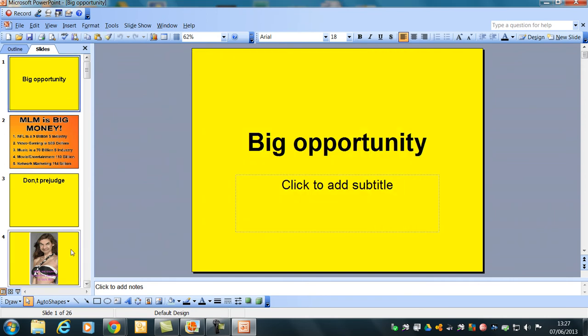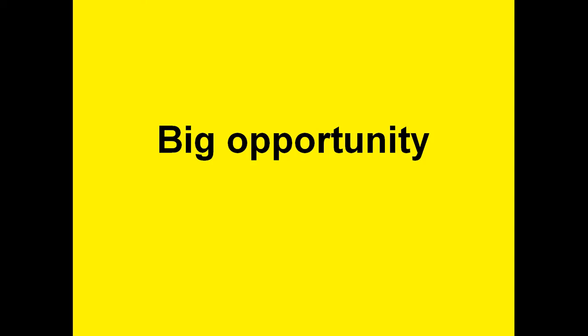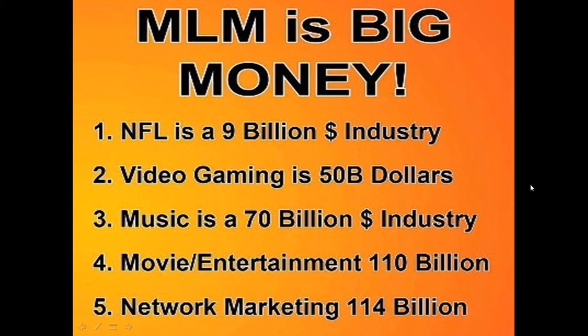Right, I've got a big opportunity. Now MLM, people don't understand how big an industry we are. NFL football, the American version of football, is 9 billion. Premier League's obviously big money, I haven't got figures, but these are American figures. Video gaming worldwide, 50 billion, music industry 70 billion, movie and entertainment industry 110 billion, and network marketing 114 billion.